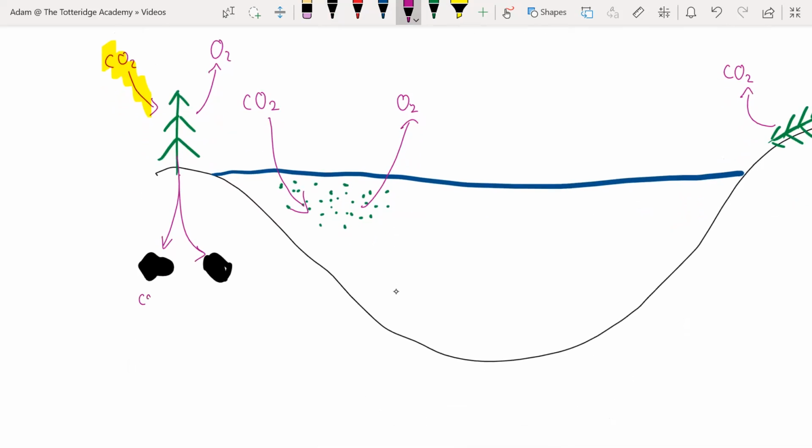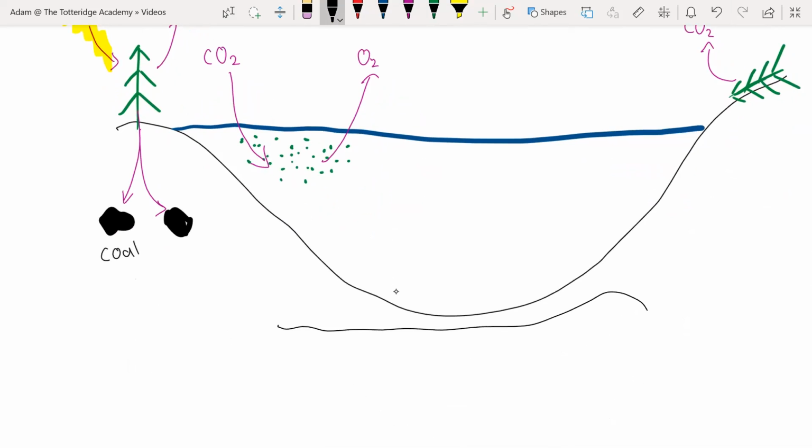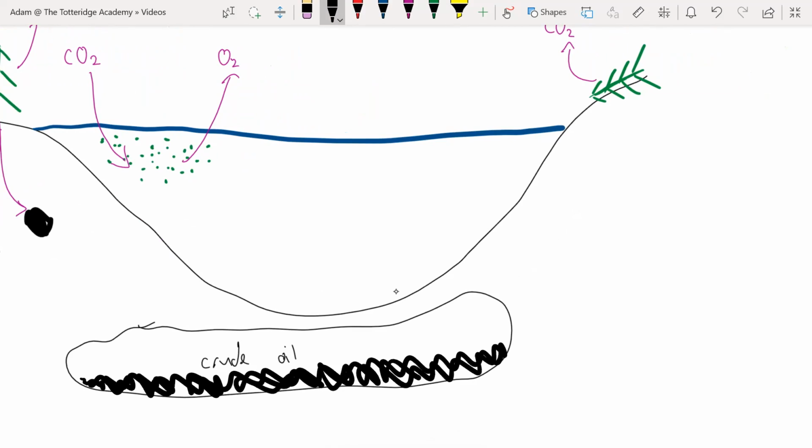You've got coal. Sorry, I should do that in black. This is coal. There we go, that's better. We've got coal. You also might have big fissures and caves underground where you have crude oil. And if you've done the unit on crude oil already, then you'll know quite a bit about that already. And that's the thick black kind of liquid stuff. So I'm going to fill that in a bit. So that's this thick black sticky liquid that we use for petrol and all sorts of other things.